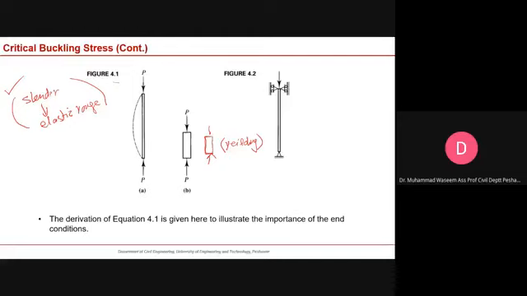Okay, next up is the derivation of this Euler formula. What is the Euler formula? This critical load, pi squared EI by L squared. So now we will go through the derivation of this critical load, or the Euler formula, which you use to estimate the critical load.